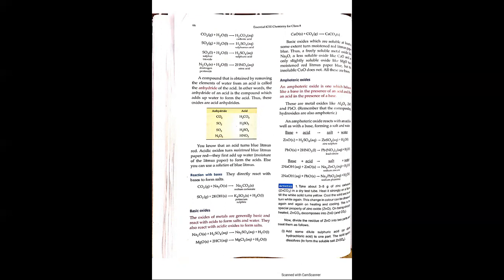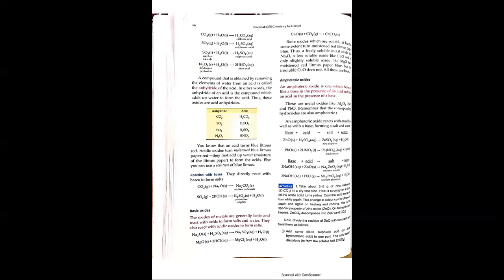Basic oxides are the oxides of generally metals. They react with acids, this also we have done. Metallic oxides when they react with acids form salt and water, always water will be involved, like Na2SO4 and water, MgO plus 2HCl gives MgCl2, CaO plus CO2 gives CaCO3. Basic oxides which are soluble at least to some extent turn moist red litmus paper blue. Thus, a freely soluble metal oxide like Na2O, a less soluble one like CaO, and only slightly soluble oxide like MgO will turn moist red litmus paper blue, but the insoluble CuO does not.